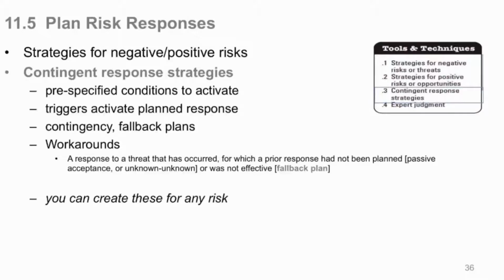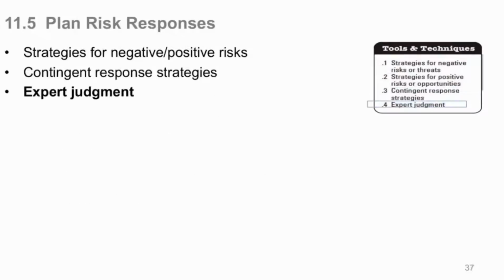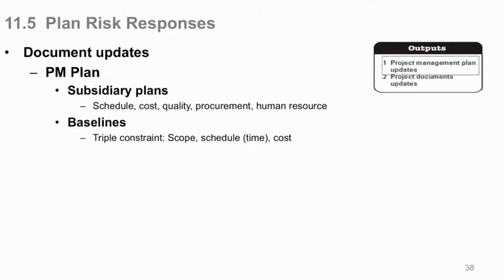And for any risk, you can create these response plans for the ones you feel you need to create them for. The other ones, you just accept, passive, you let it lie, and if it happens, then you deal with it at that point in time. Of course, expert judgment comes into bear here too, to help you identify which risks you really could use contingent fallback plans for.